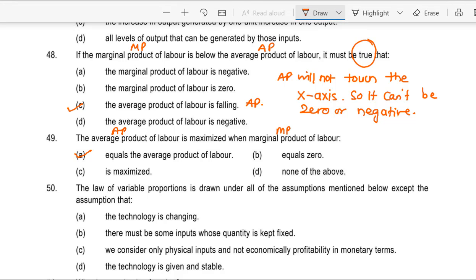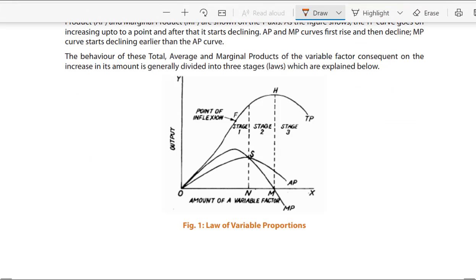It is equals to average product of labor. Just see it over here. As you can see over here, the average product is at maximum when the marginal product is falling, but marginal product equals to the average product. The average product is at maximum and marginal product is equals to average product over here.